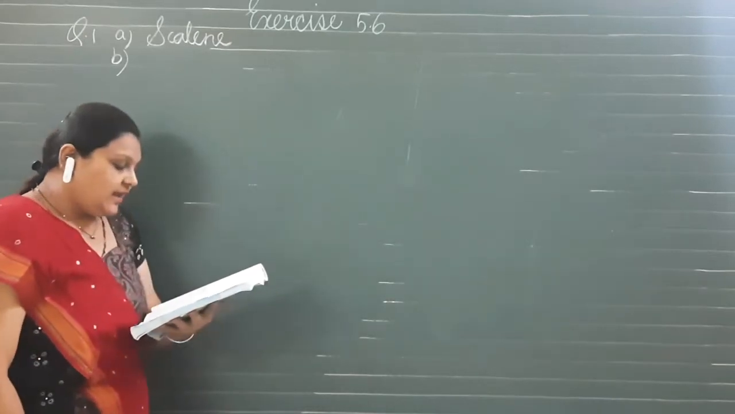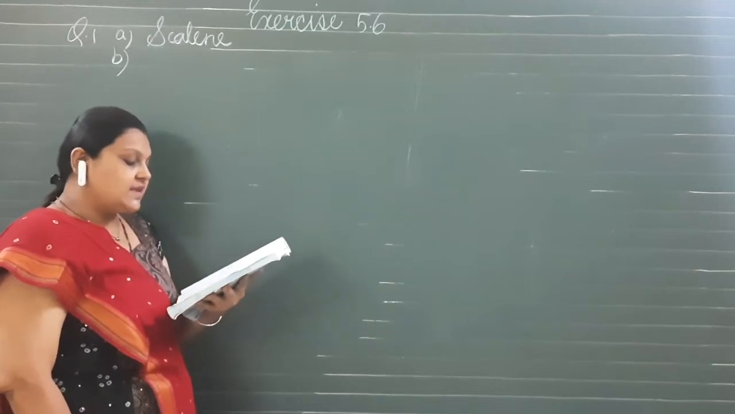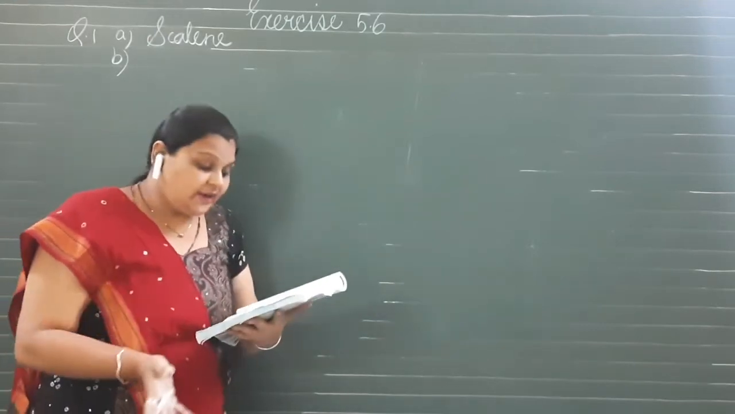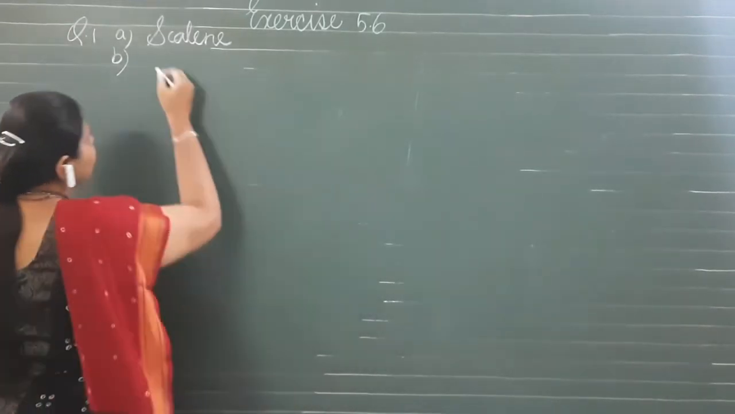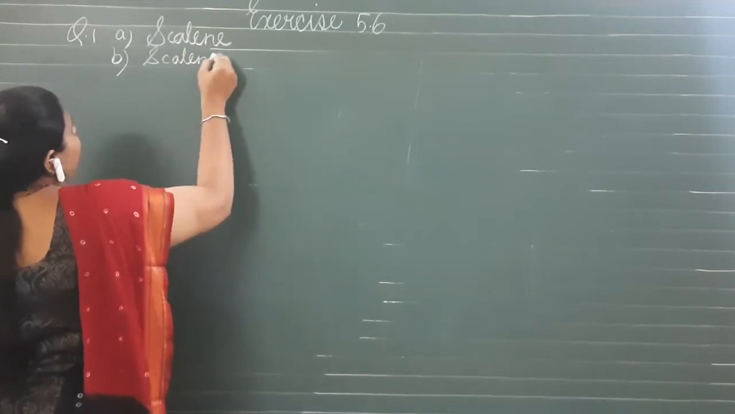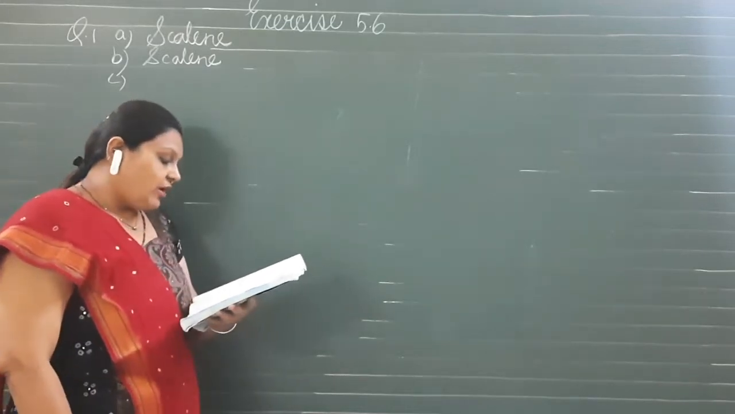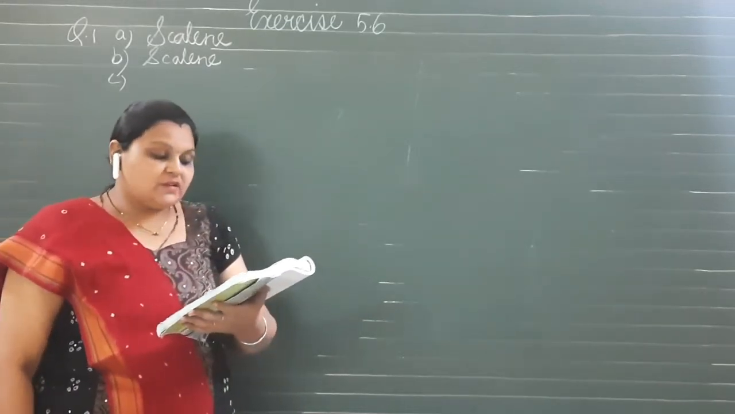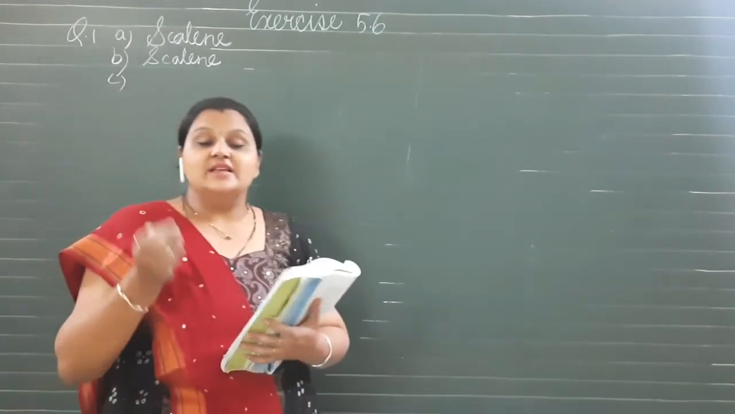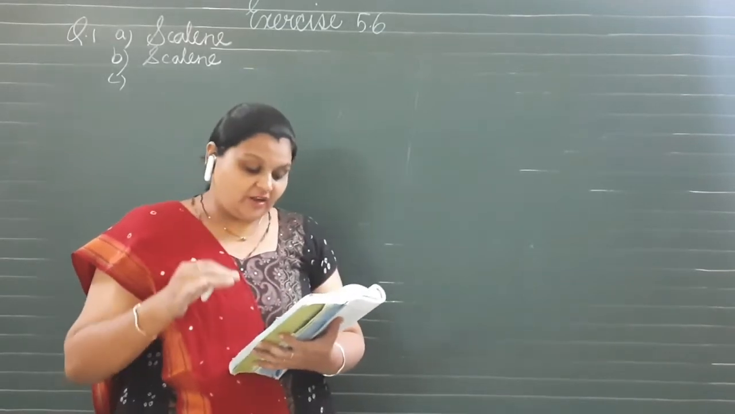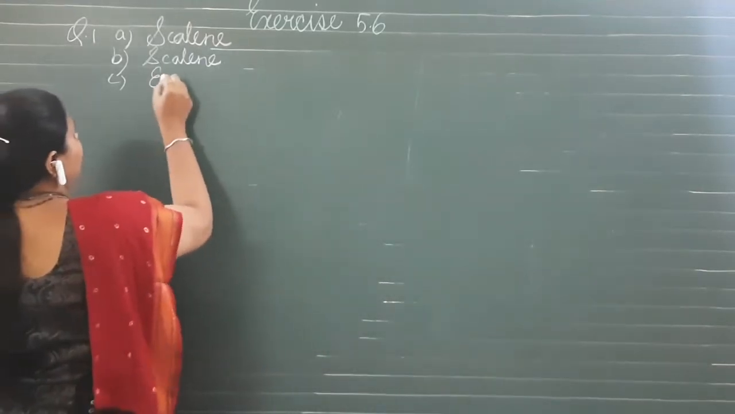B. Triangle ABC with AB equals 8, AC equals 7 and BC equals 6. So again, the measure is different for all the sides. So again it is scalene. Next, triangle PQR such that PQ equals QR equals PR equals 5 centimeter. Now here, each side is 5 centimeter. So a triangle which has all equal sides is known as an equilateral triangle.